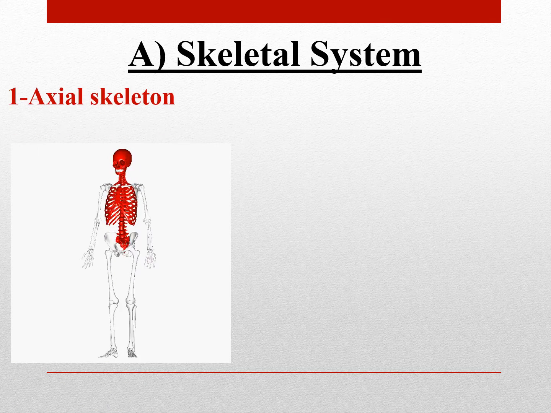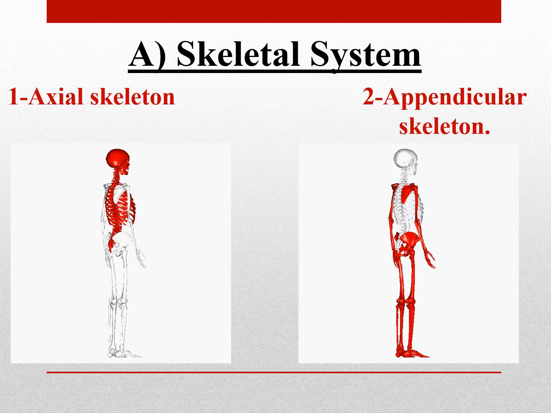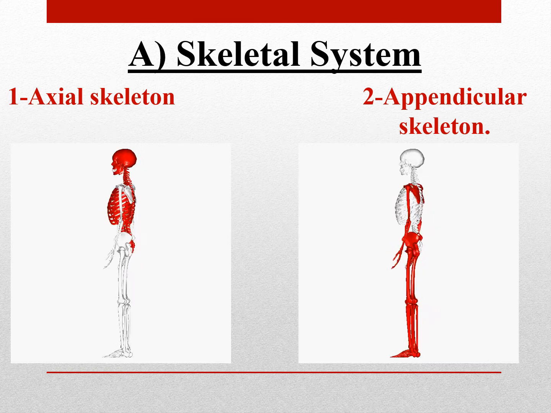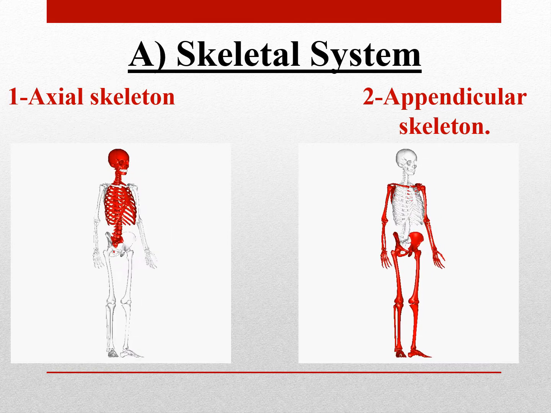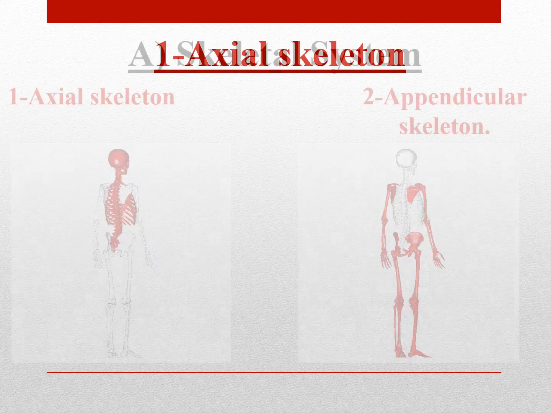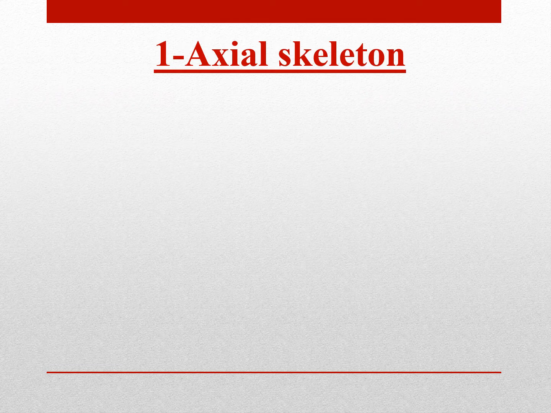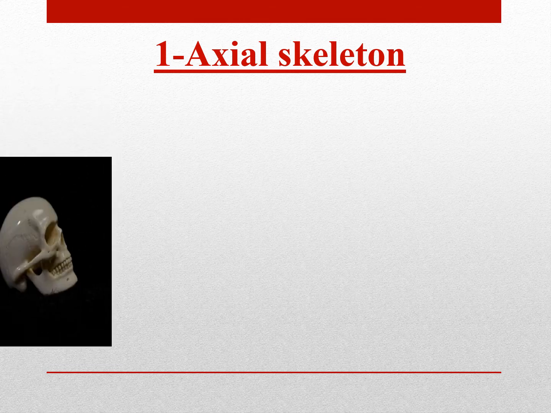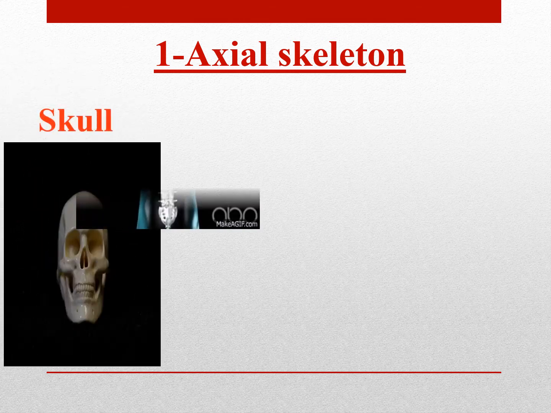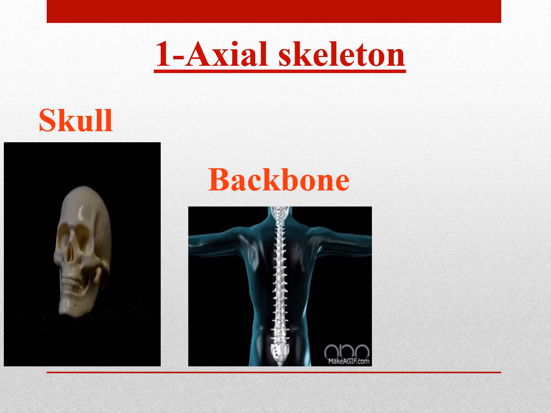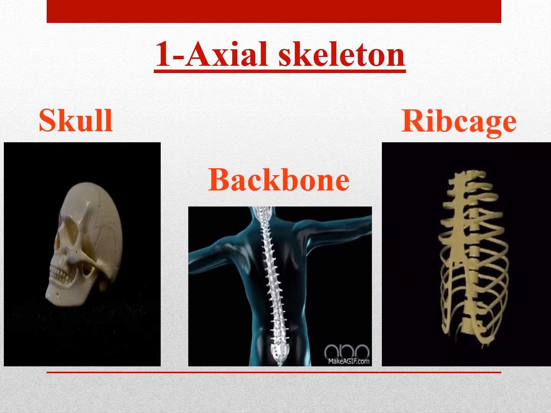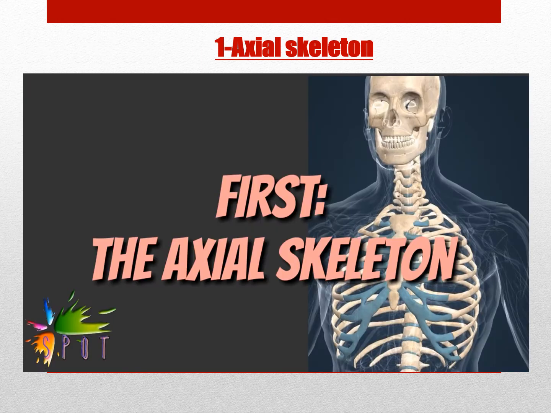The skeletal system is divided into two parts, the axial skeleton and the appendicular skeleton. Now, what is the structure of the axial skeleton? The axial skeleton consists of the skull, backbone, and rib cage. Okay, so we have here a video to talk about the axial skeleton in detail. Let's start it.